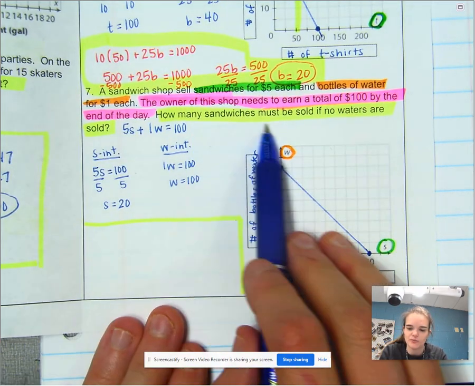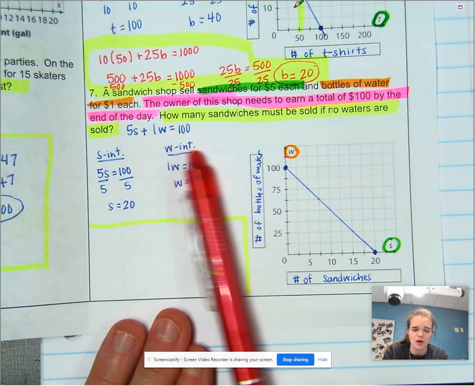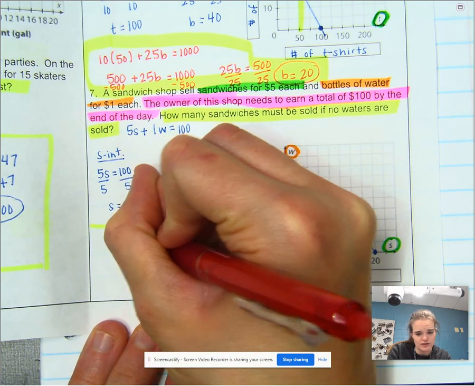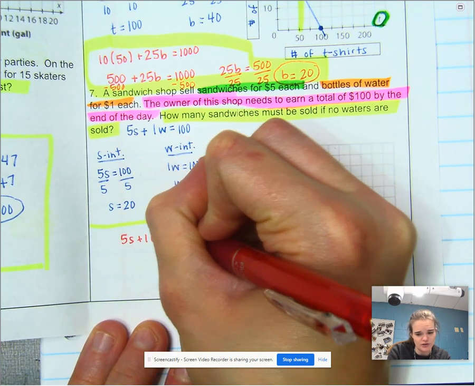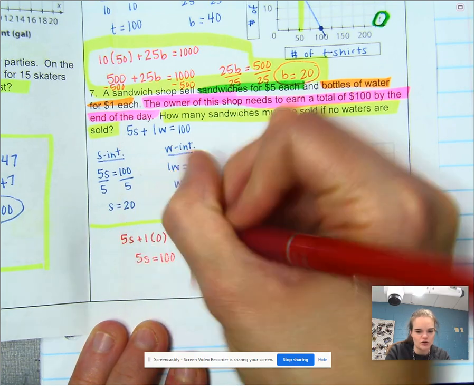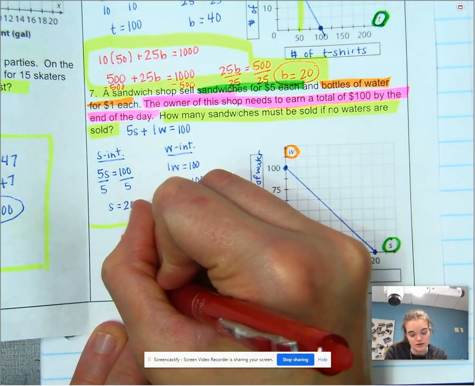How many sandwiches must be sold if no waters are sold? That means W is 0. So 5S plus 1 times 0 equals 100. 5S equals 100. We already solved that right here. 5S equals 100, so S equals 20.